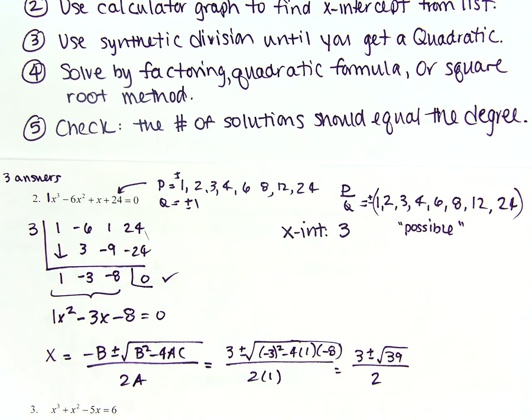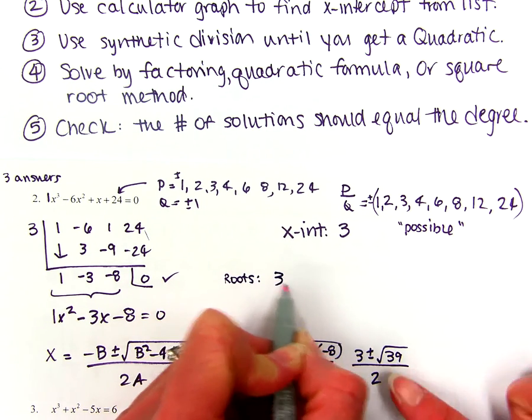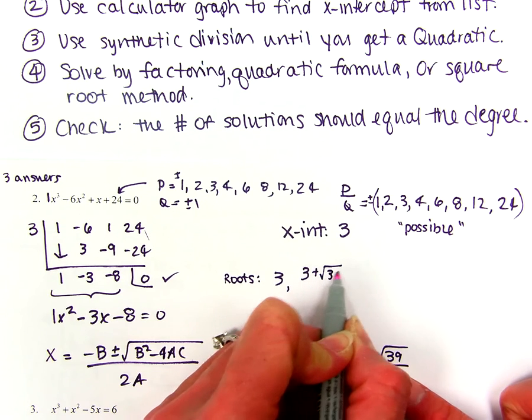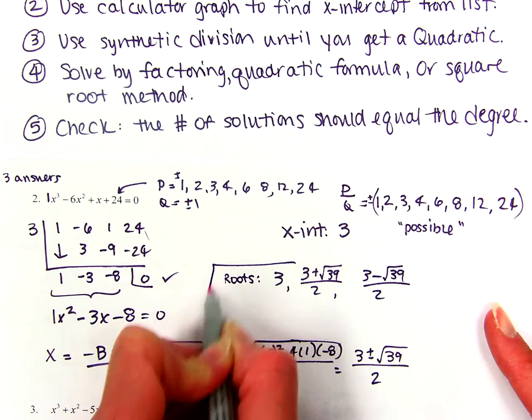All right, so my solutions, remember I was supposed to have 3 answers. One of them was 3, right? And another, so my roots are 3, and then there's 3 plus root 39 over 2, and 3 minus root 39 over 2. So those are my 3 answers.